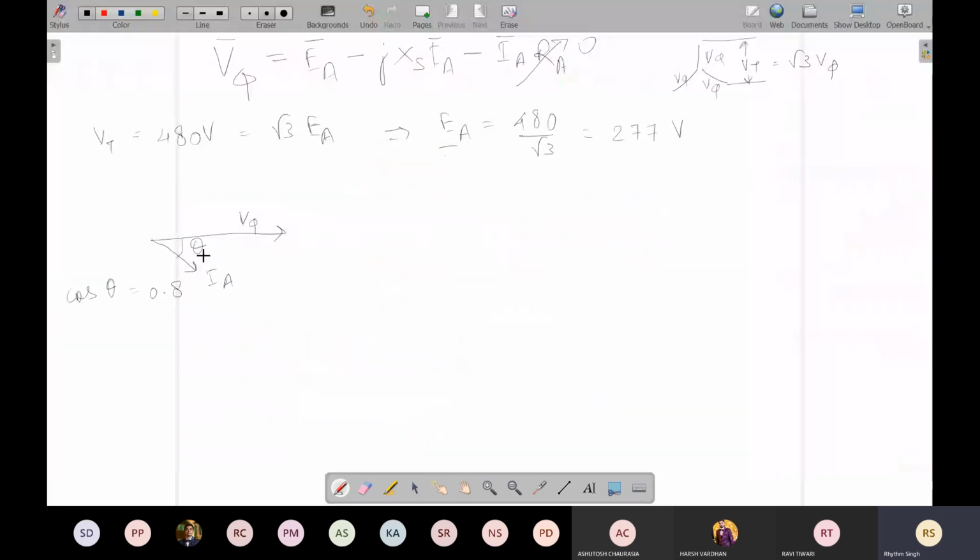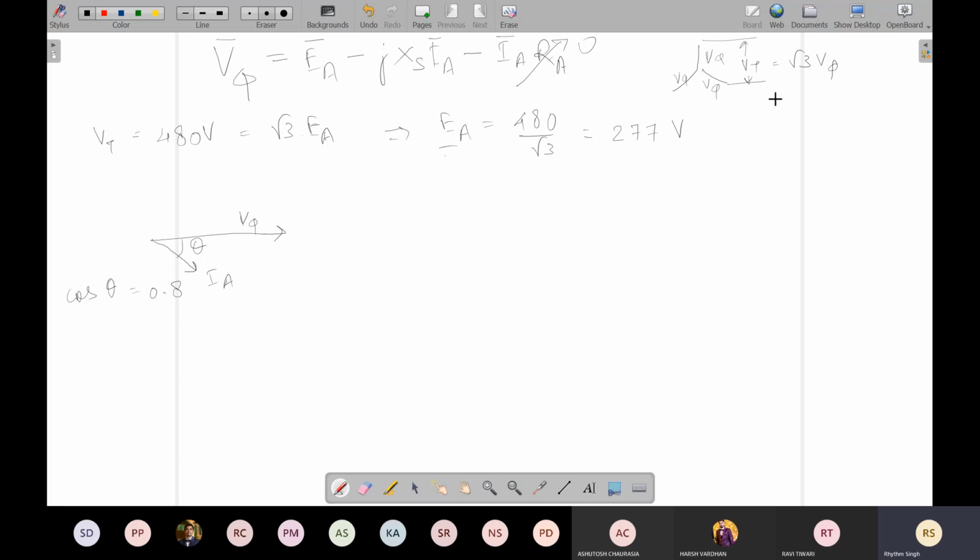Power factor lagging means the angle by which your armature current is lagging behind your voltage phasor, cos of that is equal to 0.8. If you recall, I had drawn the phasor for this equation earlier. Transposing the two quantities to the left hand side, we had written EA equals Vφ plus jXs IA plus IA Ra. Because IA Ra is parallel to IA, we drew IA Ra parallel to it, then jXs IA at 90 degrees, and then EA.